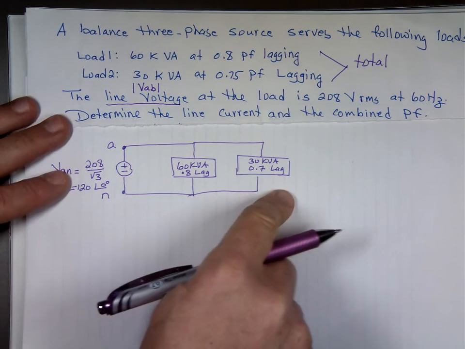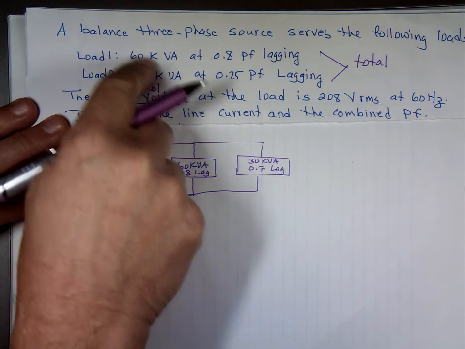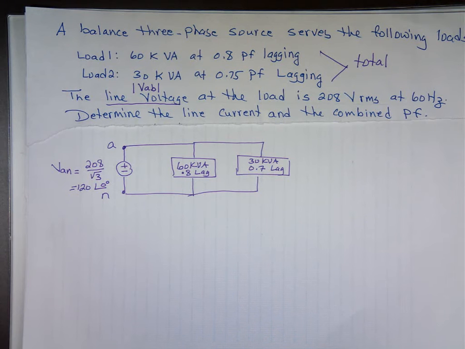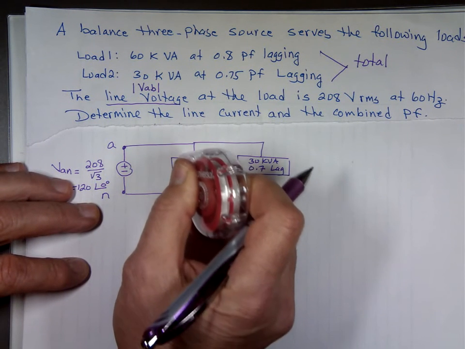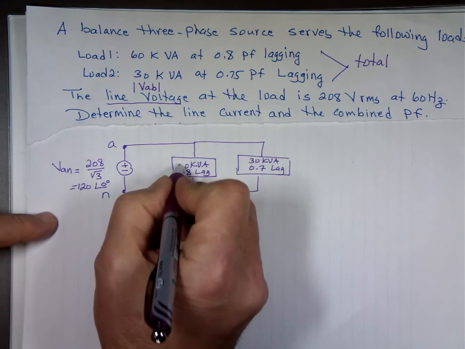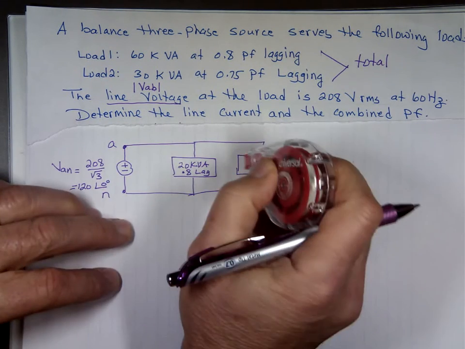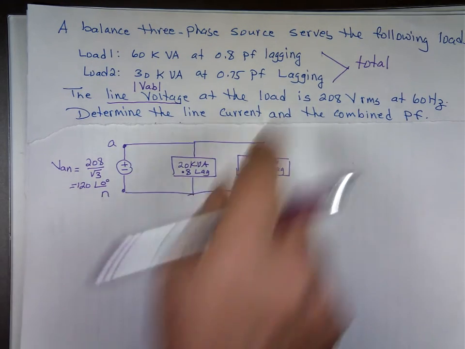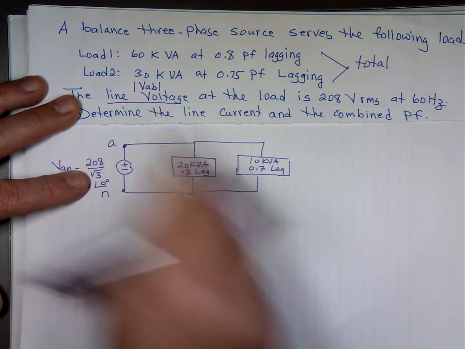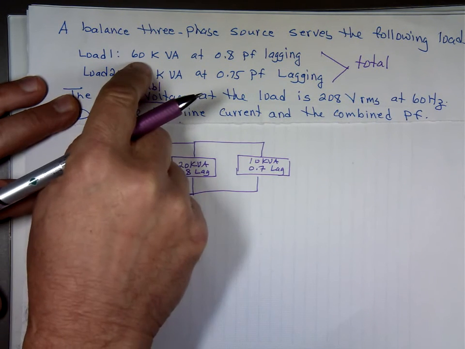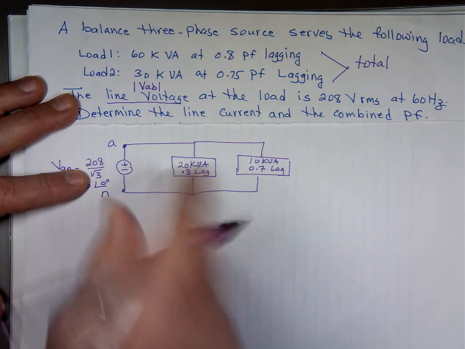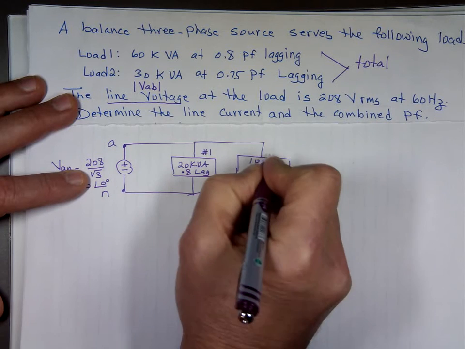So per phase, I need to take that number and divide it by 3, because I'm looking at per phase. So per phase here, this really should be 20, and that should be a 10, because that's for all 3 of them. 30, you divide it by 3, that's 10. 60, you divide it by 3, that's 20. So per phase, this is load 1, and this is load number 2.